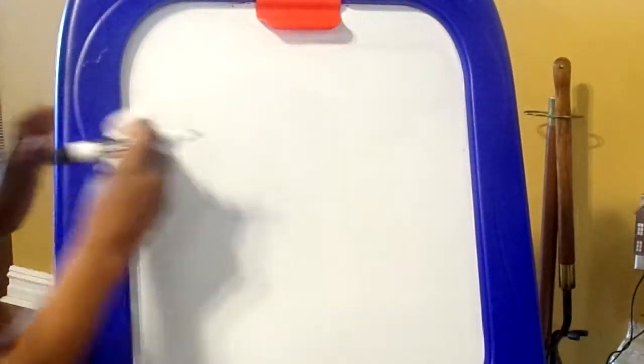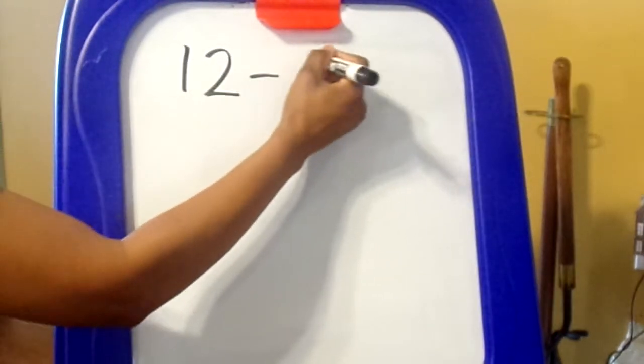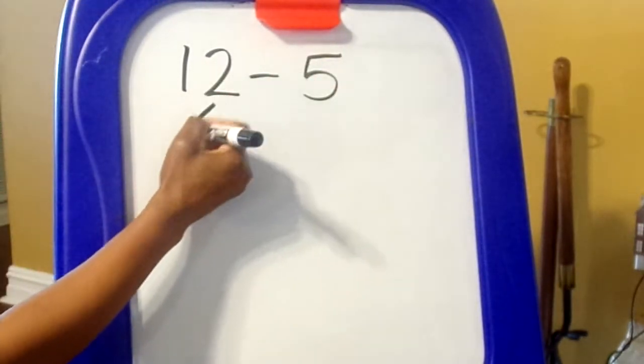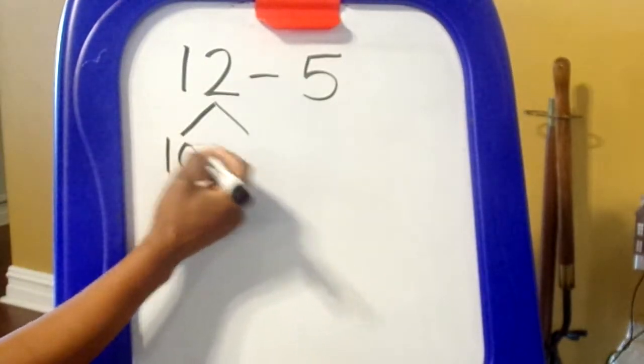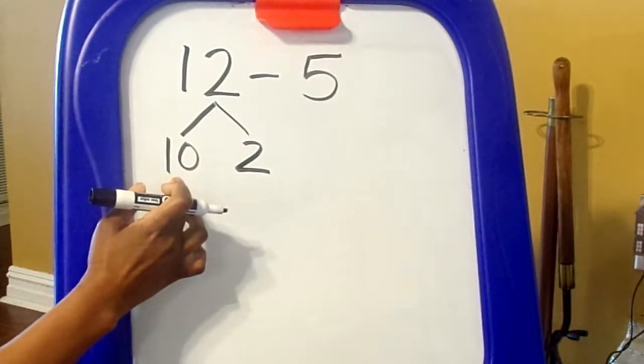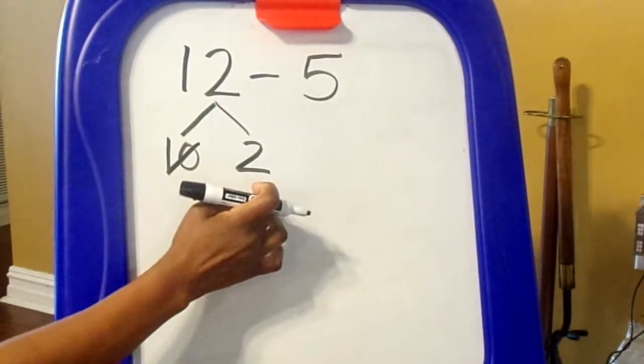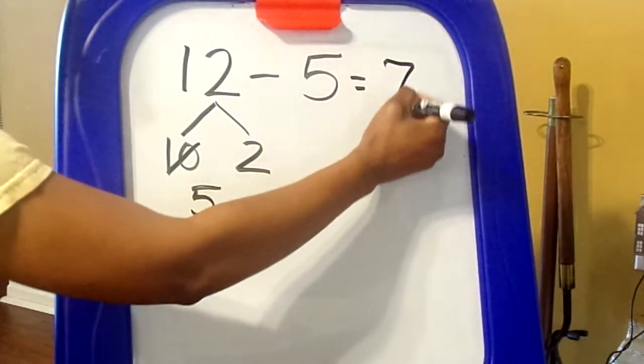If I demonstrate that strategy again, 12 minus 5, again I can break apart 12 into 10 and 2, take the 5 from the part that's 10, have 5 left over, and then 5 and 2 makes 7.